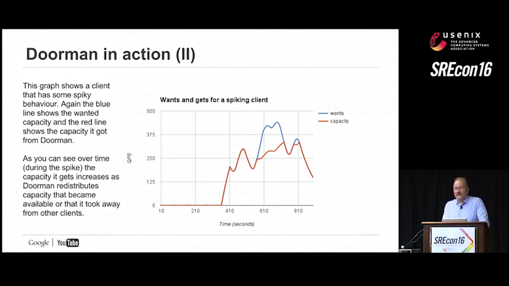This graph shows a situation where we have a spiking client. Again, blue line is what the client wanted, and the red line is what it got. And you see that Doorman sort of follows what the client wanted until the client really spiked upwards, and then Doorman couldn't fulfill it. And you see the red line undercutting the blue line. But what you also see, that while this situation lasted, the red line goes up a bit. So Doorman was busy harvesting capacity from other clients in this system and handed it out to this particular client until it dropped down again. And you have a short period of a similar situation further down the line.